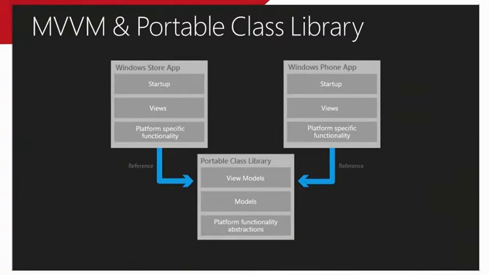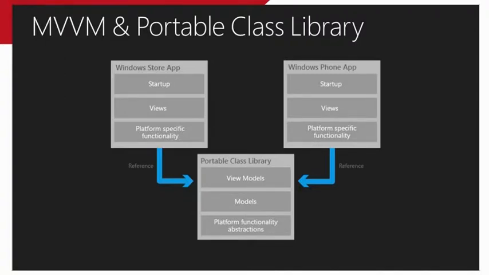Essentially, we're going to have two apps, a Windows Store app, which you can see on the left, and a Windows Phone app, which is on the right. They're both going to leverage a portable class library that contains the model and view model, because again, that's the stuff that's common to both applications.